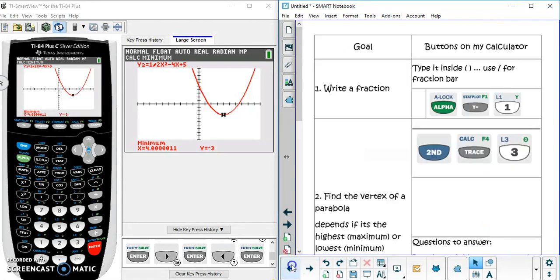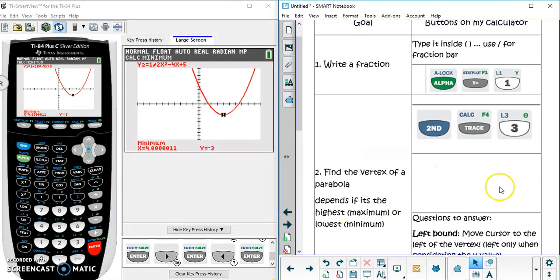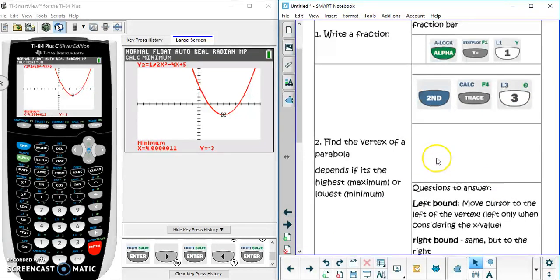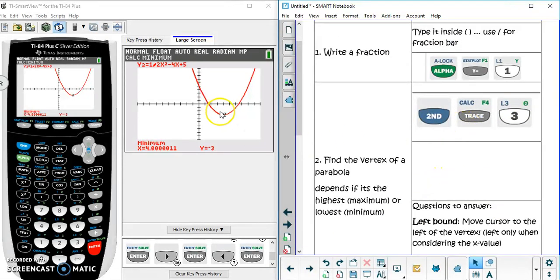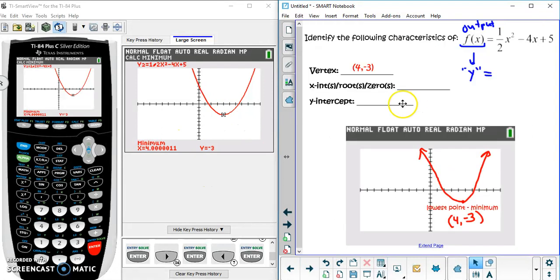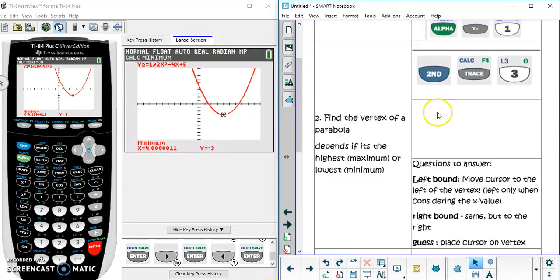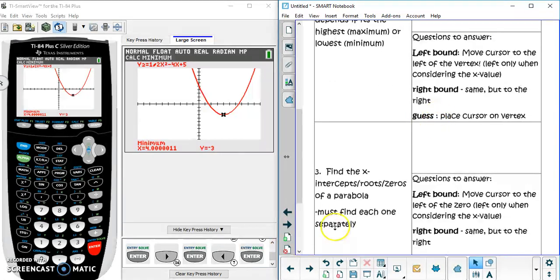Now, we'll have an example later where that vertex is a maximum value, but essentially it'll be the same. But we can see here that our vertex is a minimum value, and it happens at the point (4, -3). So now we need to find our x-intercepts, which are also called the roots, which are also called the zeros. And I can see here there's 2 of them. Now, in our calculator, a few things to note is that we have to find each one separately. If there's 2 of them, we have to do this process twice.